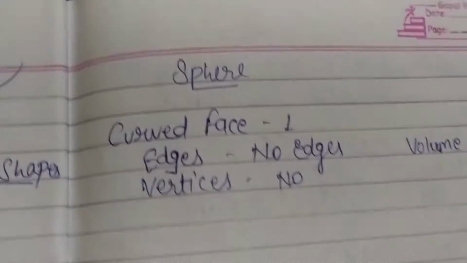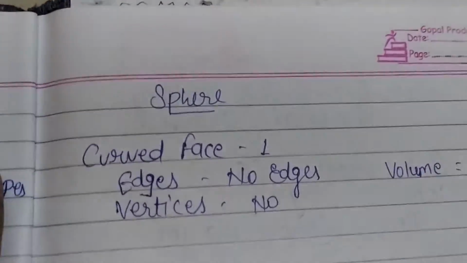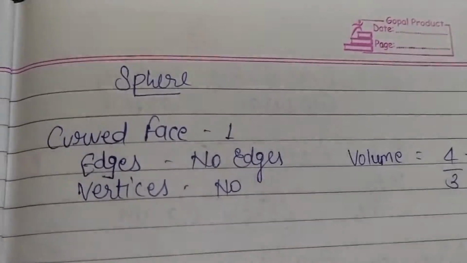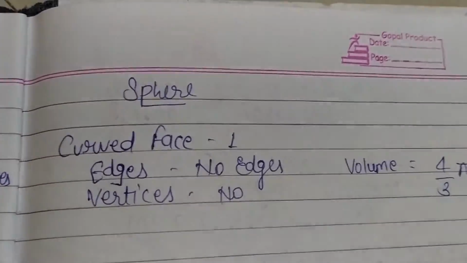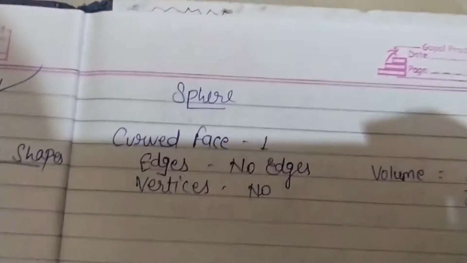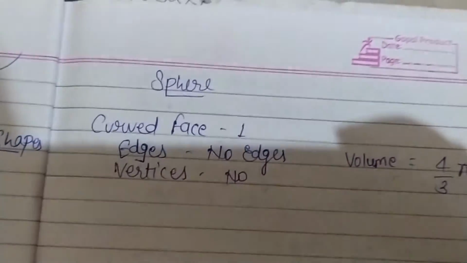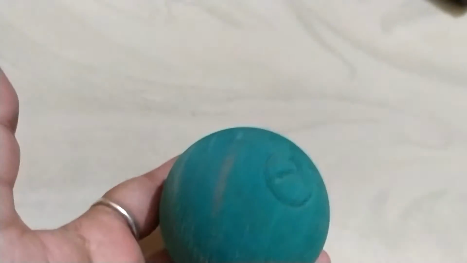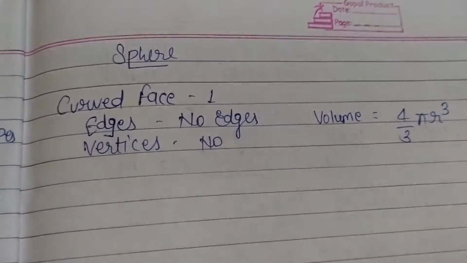The last one is sphere. The examples of sphere are ball, football, tennis ball, globe, orange. There is 1 curved face in sphere and no edges and no vertex. I have a ball. This is the ball. Only 1 curved face in it, no edges and no vertex. The volume of sphere is 4/3 pi r cube.